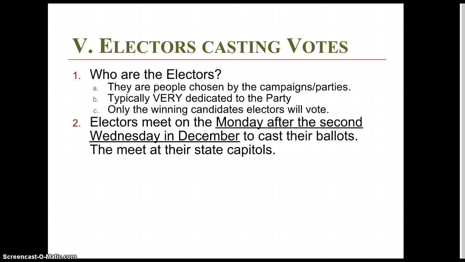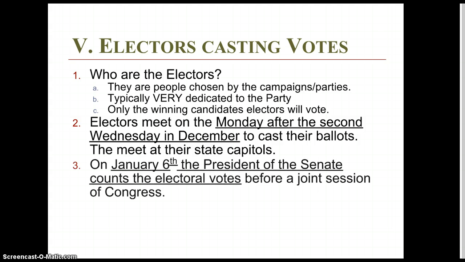The electors meet the next month, the Monday after the second Wednesday in December, to cast their ballots. They met in Des Moines in Iowa. And then the next month after that, January 6th, the President of the Senate counts the Electoral College votes before a joint session of Congress. Of course, the President of the Senate is also the Vice President.